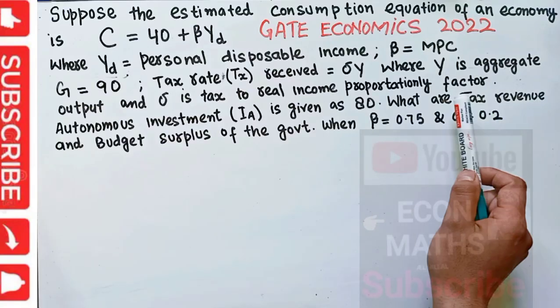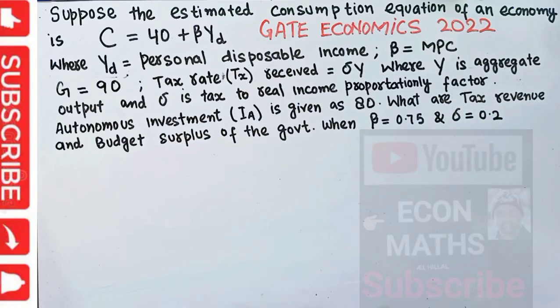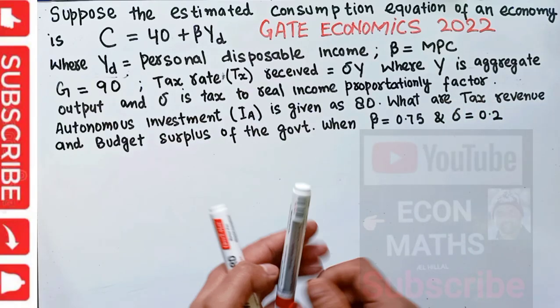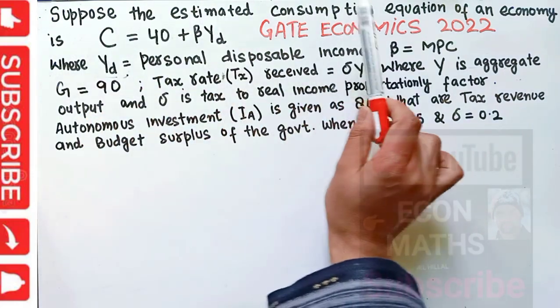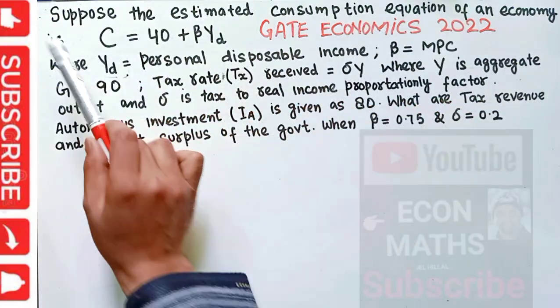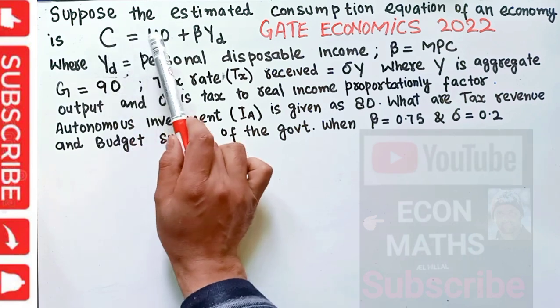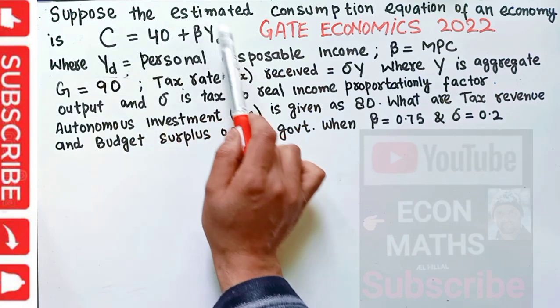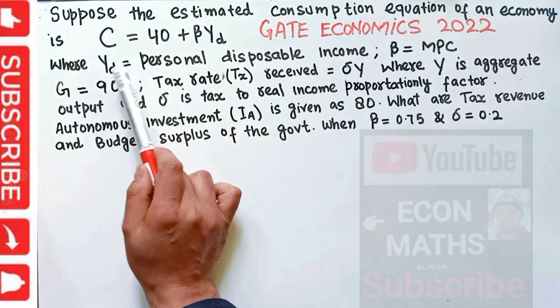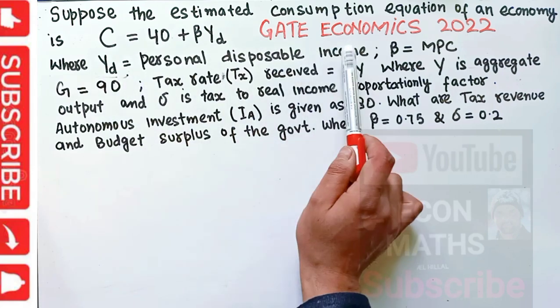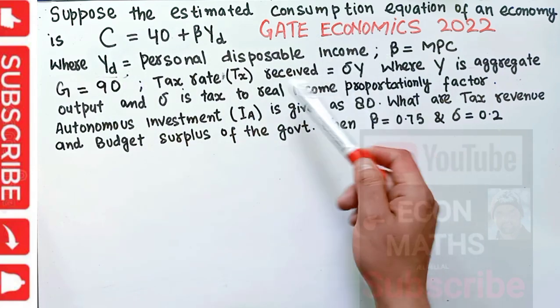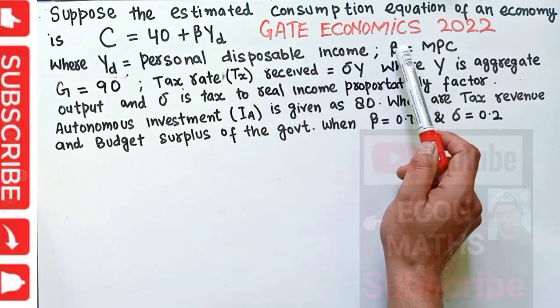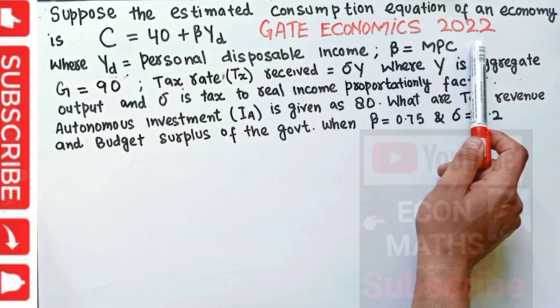The question is to find out the tax revenue and budget surplus of the government. The question goes like this. Suppose the estimated consumption equation of an economy is given as C is equal to 40 plus beta times Y subscript D, where Y subscript D is the personal disposable income, that very income which is left after paying the tax. Beta is our marginal propensity to consume.